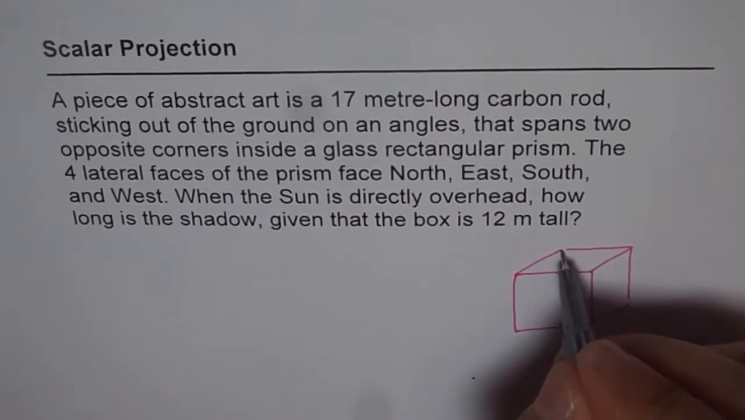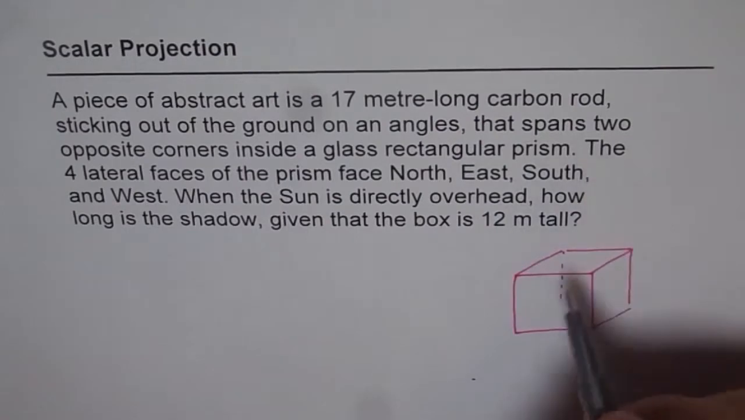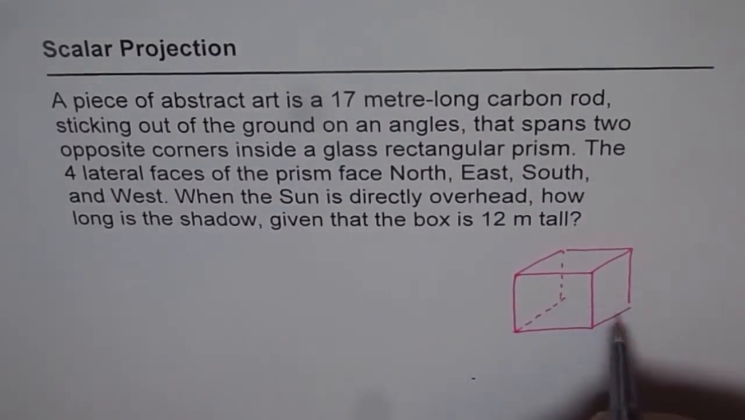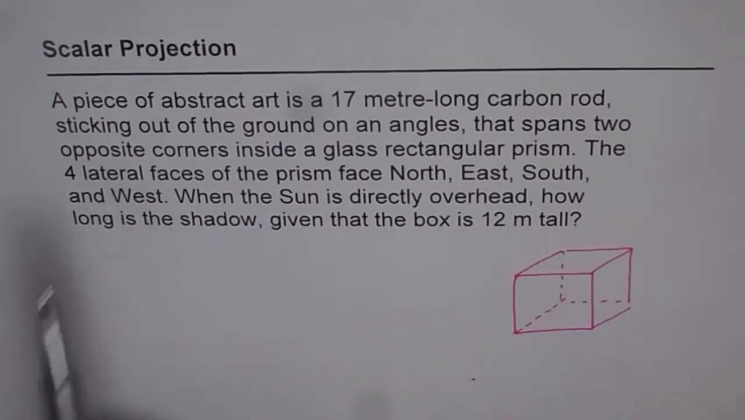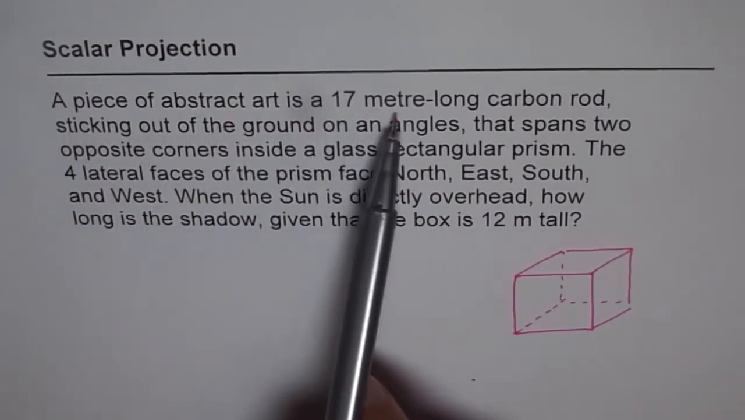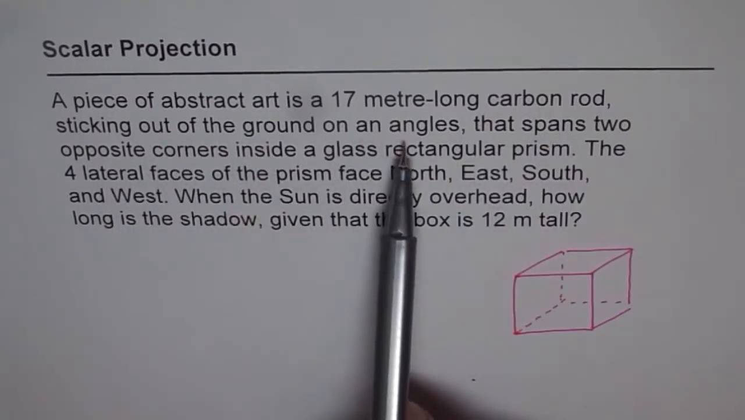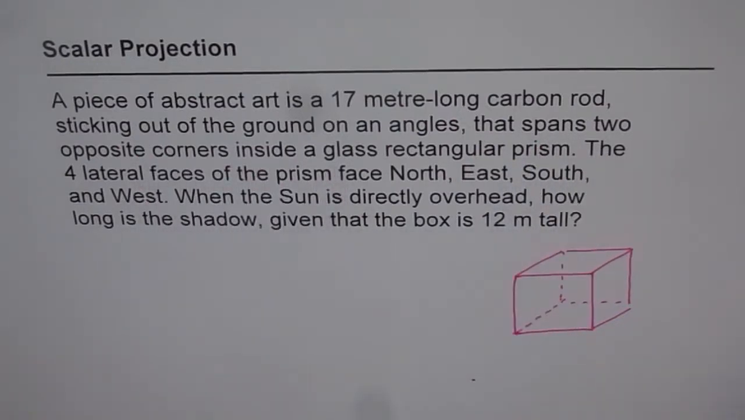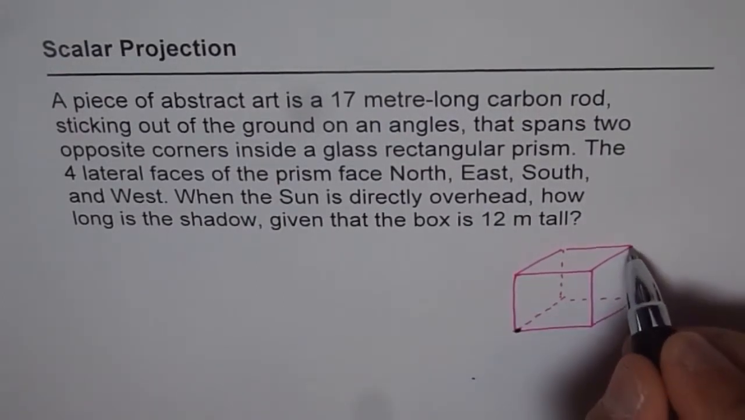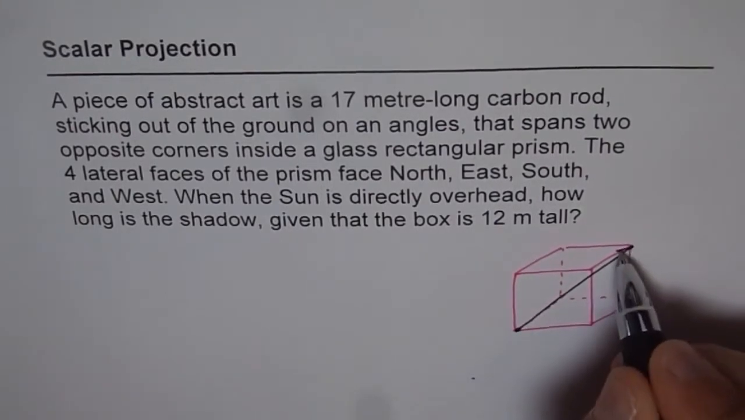Now in this prism, we have a stick which is 17 meters long. It's a carbon rod. And we need to figure out its shadow. Now, it says that this piece of art is a 17-meter long carbon rod sticking out of the ground on an angle that spans two opposite corners inside the glass rectangular prism. So basically, it is from here to that point, right? So that is what this is.